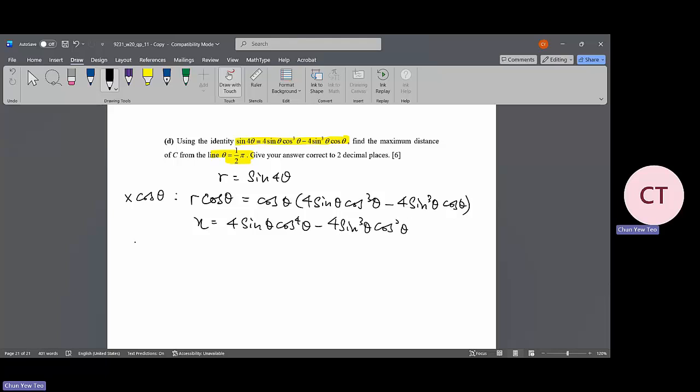So what you need to do now is to find dx d theta. So the dx d theta is, it's a bit troublesome here. You have to keep the left, differentiate the right.